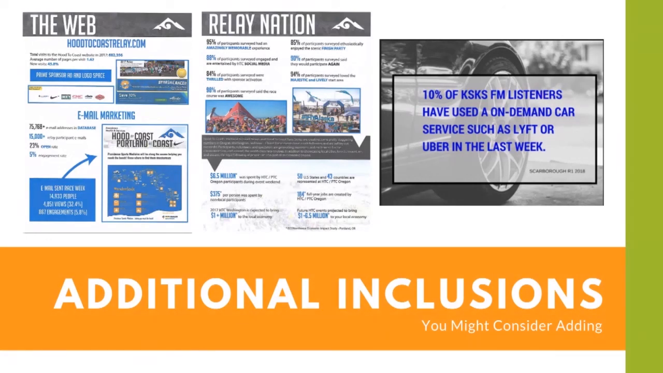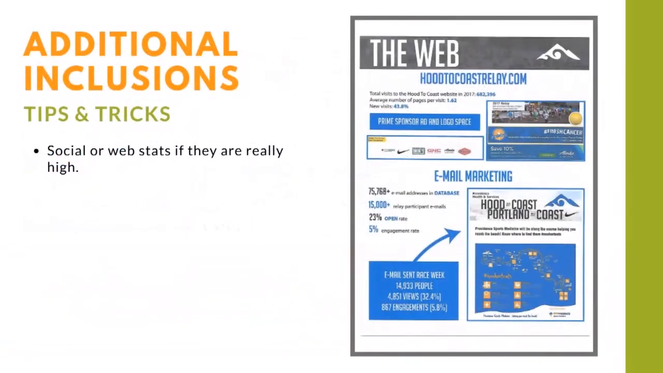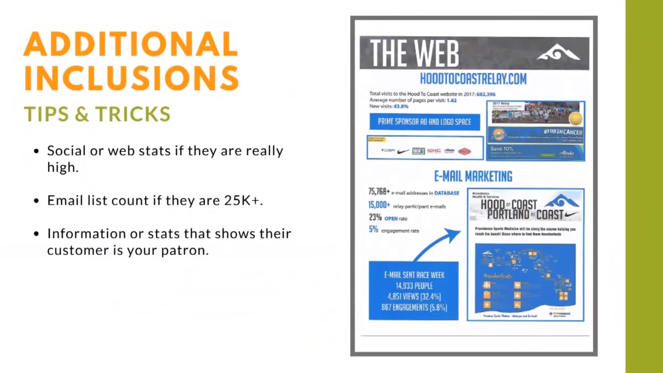Another example shown here is a page that was included in an intro deck that was being sent to a rideshare company. They were able to pull stats that 10% of their concert goers used rideshare companies. If they have specific information like that for a sponsor, then I would totally include that because it might help land a deal. So you might want to include your social or web numbers if they're high, or your email list numbers if they're high. You want to include information or stats that show that their customers are your patrons.